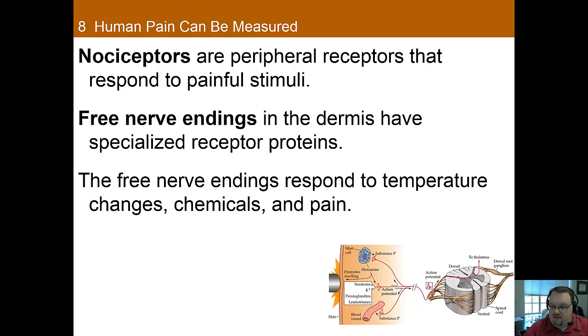One example of this is free nerve endings. So these are in the dermis, so that middle layer of skin, and they have specialized receptor proteins. And what these free nerve endings do, they actually look a lot like naked nerve endings, and they respond to changes in chemicals, to temperature, and also to pain. So this is how pain is detected. Much like you have a Merkel's disk in order to detect touch, you have receptors such as these free nerve endings that are used to detect pain.